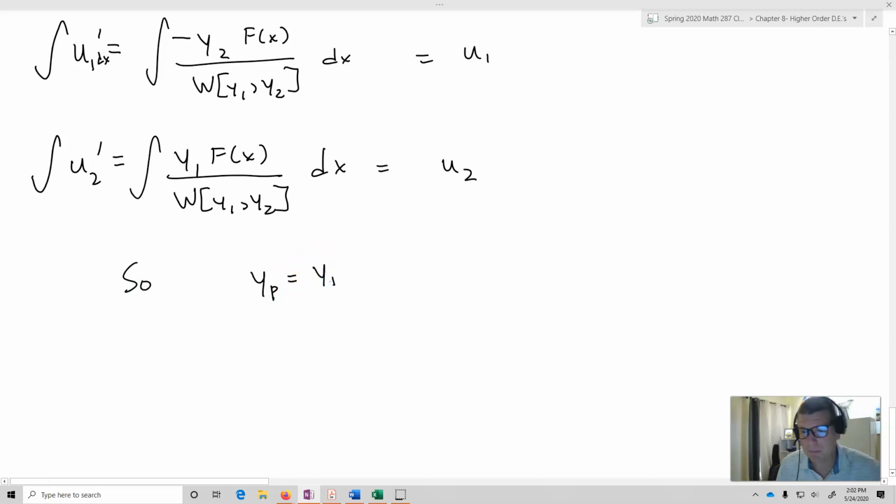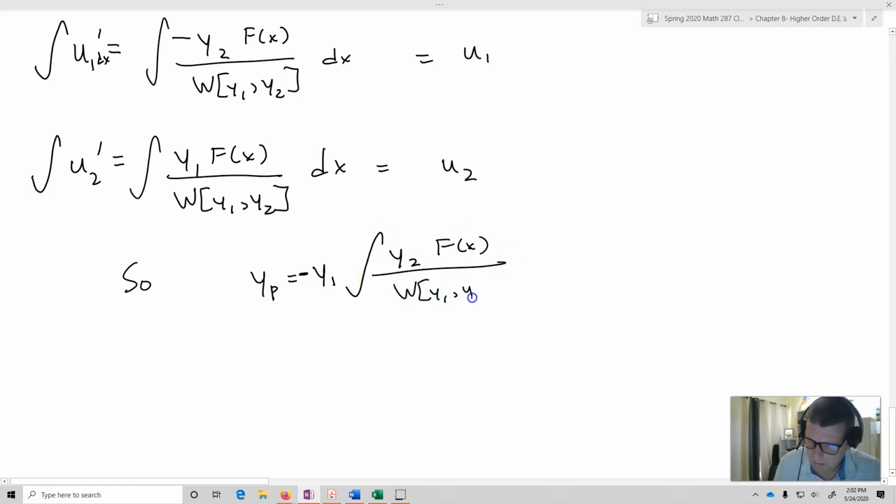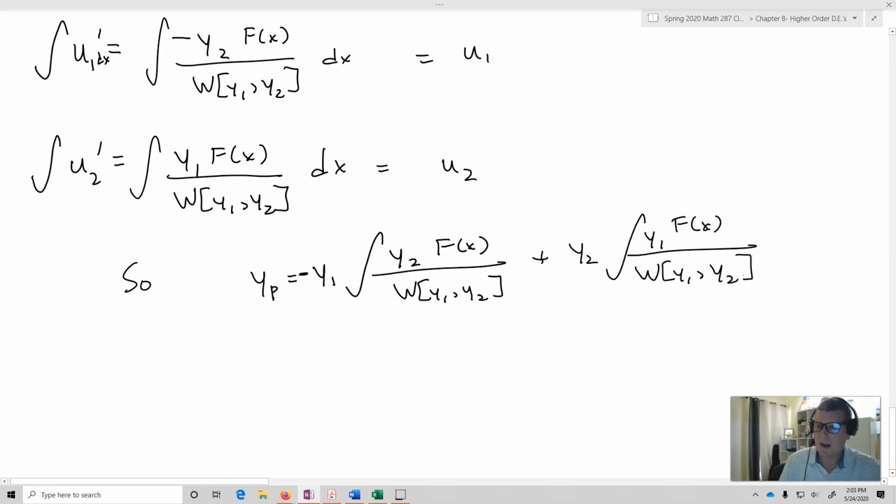So yp is going to equal y1, remember, because we've got to multiply by y1, times the integral of, this is negative, so it'll be negative y1, y2 f of x over the Wronskian of y1, y2, plus y2 times the integral of y1 f of x over the Wronskian of y1, y2. And that's your particular solution.